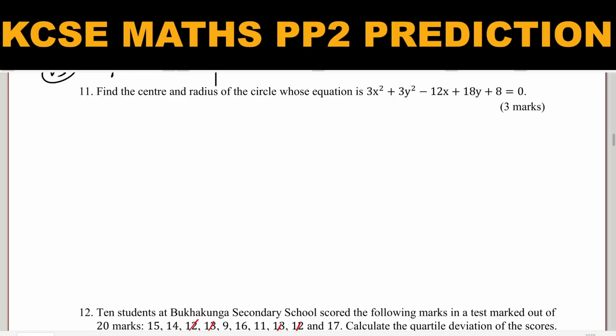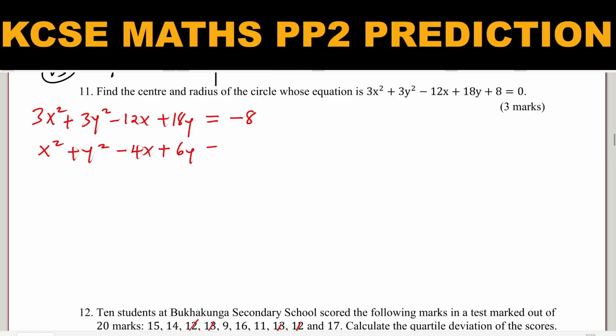So I'll first begin by taking positive 8 to the right hand side, so that I have 3x squared plus 3y squared minus 12x plus 18y is equal to negative 8. Then from there, I can simplify this by dividing everything by 3. So if I divide all through by 3, I'll get x squared plus y squared subtract 4x plus 6y is equal to negative 8 over 3. Remember, you're dividing everything by 3.